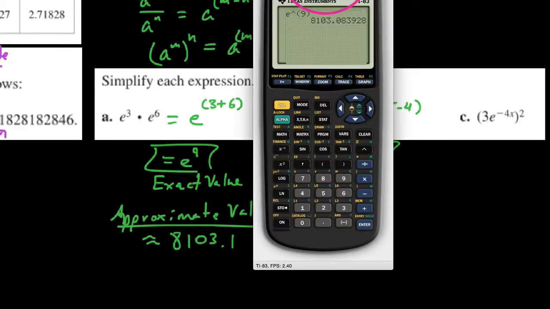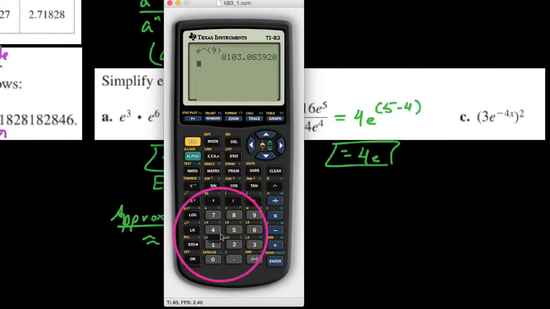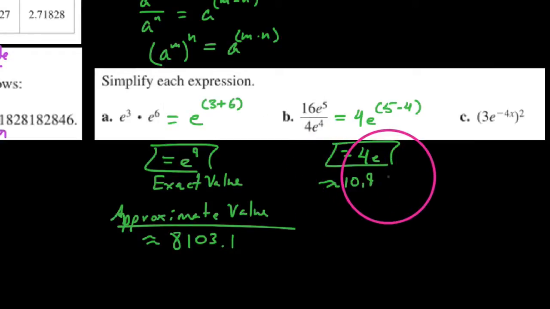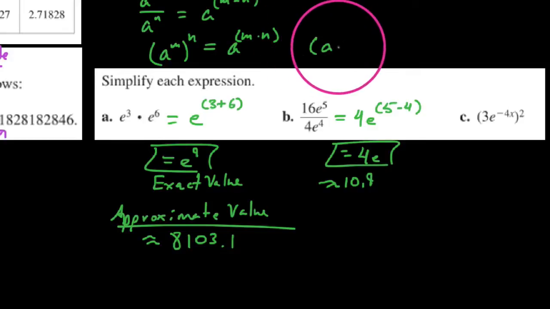And so how would I do this on a calculator? We would take 4 times e to the power of, and we're just going to have to say, well, if it's just e, then I suppose we'll raise it to the power of 1. But 4 times 2.718 would be approximately 10.9. So it's approximately 10.9.